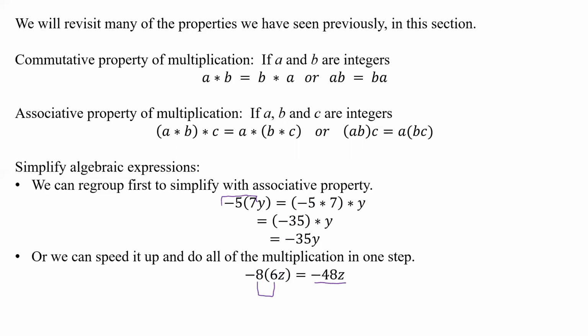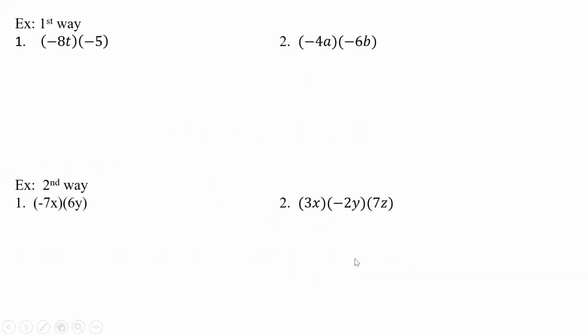Same thing as we did here, we saw -5 times 7. So we knew we were putting those together. And then we multiplied those and got that. And then we multiplied by that y and got the -35y. Well, here, we're just taking -8 times 6, -48 times z, and put a z on the end, and we're done. So let's do a couple practice ones.